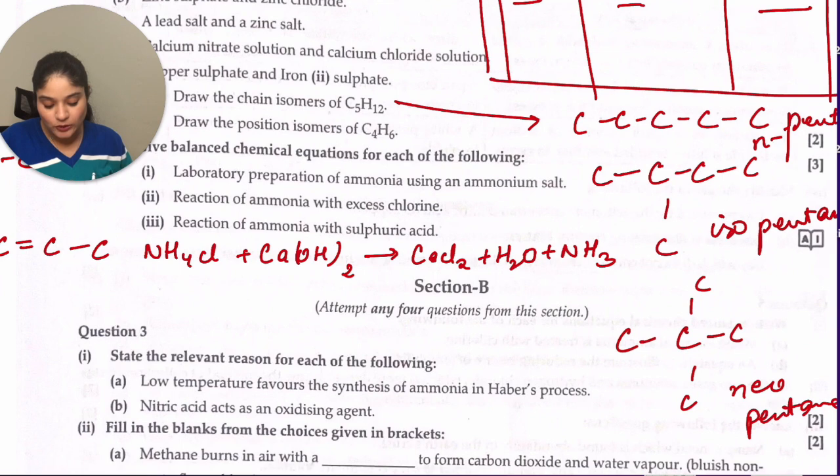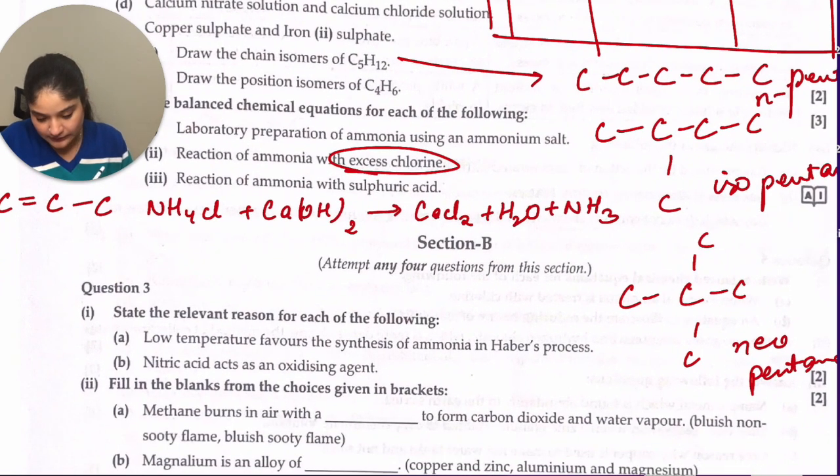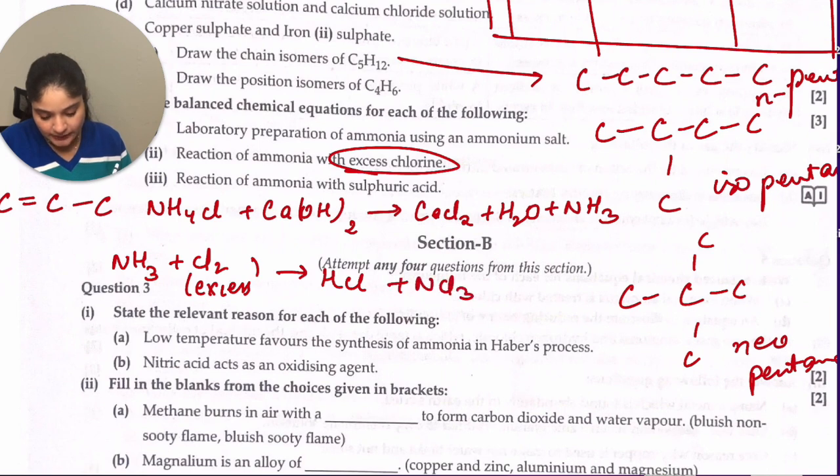Now reaction of ammonia with excess chlorine. A lot of students miss this information. Ammonia reacts differently with excess chlorine and it gives different products than when ammonia is in excess itself. So you have to make sure you read the entire question properly. So reaction of ammonia with excess chlorine. So what will happen in this case is you will have ammonia, so NH3 plus chlorine, and mention excess there, and this will end up giving you HCl plus NCl3, that is nitrogen trichloride.